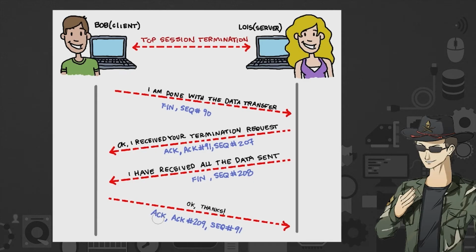And then the overall sequence number of this packet itself is going to be following the initial sequence of the FIN request that Bob did originally to begin all this. So it started off with sequence number 90 on that FIN flag, and then it went down to sequence number 91 when everything was acknowledged. And overall, this is how a TCP session is terminated.